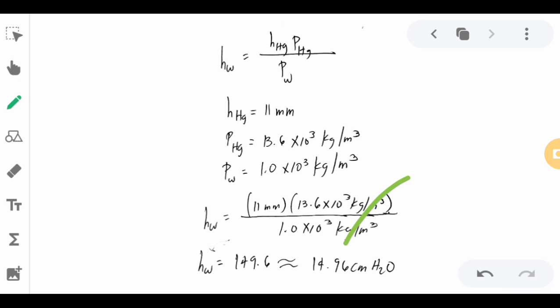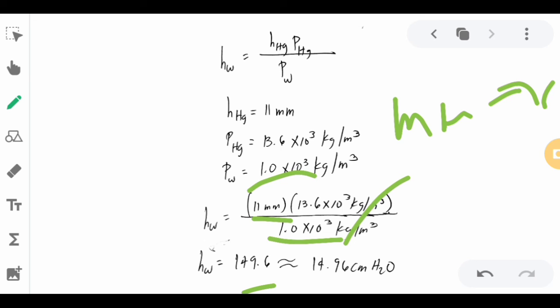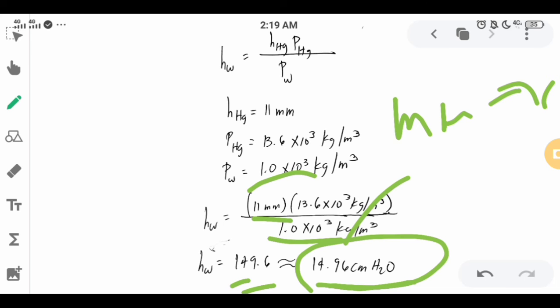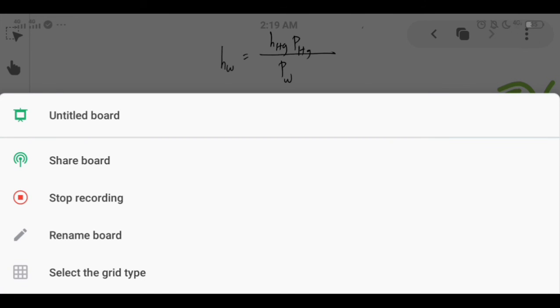You will be left out with the millimeter unit, and perform 11 times 13.6 times 10 raised to 3 divided by 1.0 times 10 raised to 3 millimeter. So that is 149.6, and you have to convert the millimeter into centimeter. Converting that, you will have 14.96 centimeter of water. This is the answer for letter B. So that is all for cerebrospinal pressure.